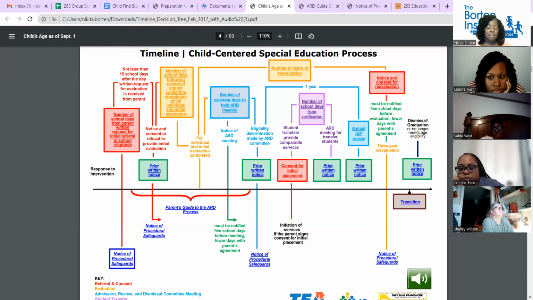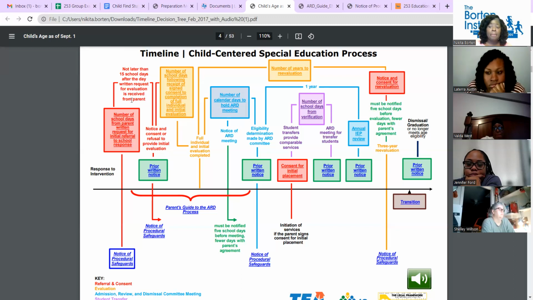Is there data that indicates, data, not feelings? We saw in the law where it says documentation. Is there documentation that there is a suspected disability condition? That's what we're taking these 15 school days to do, review data and meet about it and make a decision on whether or not we're going to assess. And it says no later than the 15th school day after the day the written request for evaluation is received from the parent.